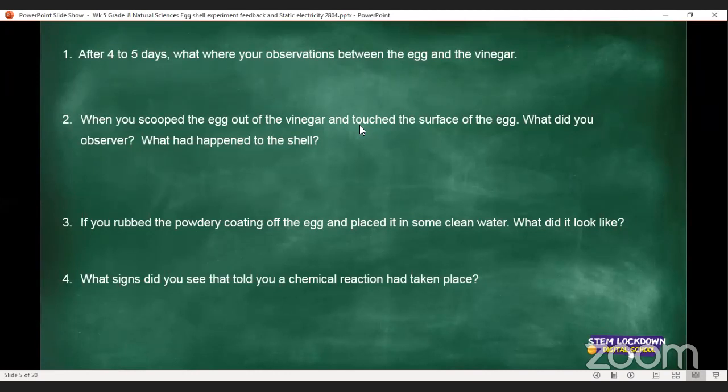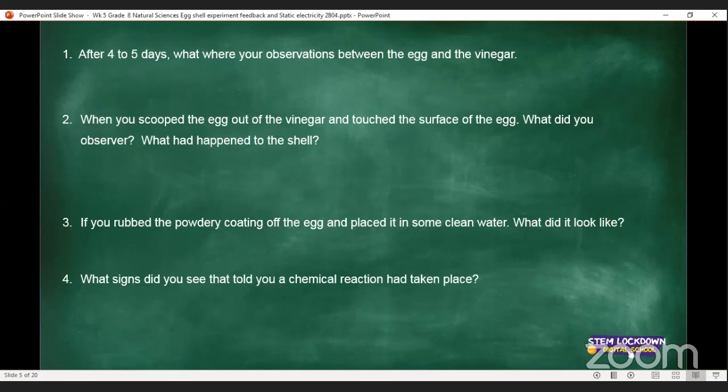Remember that initially I told you that you observe chemical reactions through your five senses. So touch, sense of hearing, sense of feeling. What did you observe? What happened to the eggshell? If you rub the powdery coating of the egg and place it in clean water, that means if you rubbed it after taking it out and you rinsed it, what would the egg look like? And then what signs did you see that told you a chemical reaction had taken place? Before you removed the egg from the bowl, you would have noticed some signs if you did the experiment. So you can record what the signs were for the reaction to have taken place.